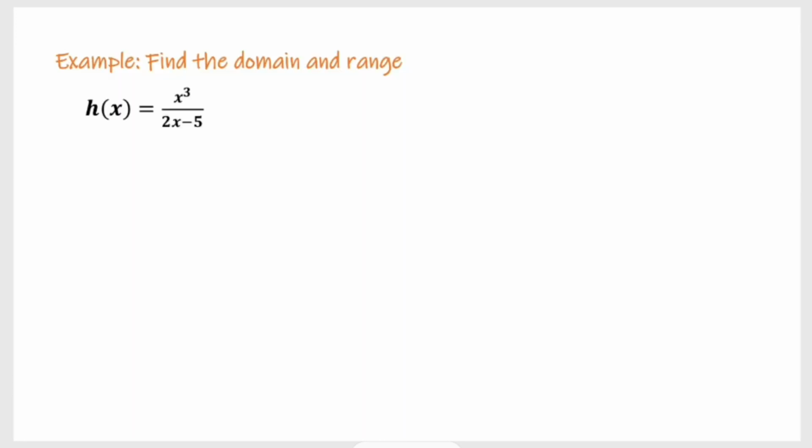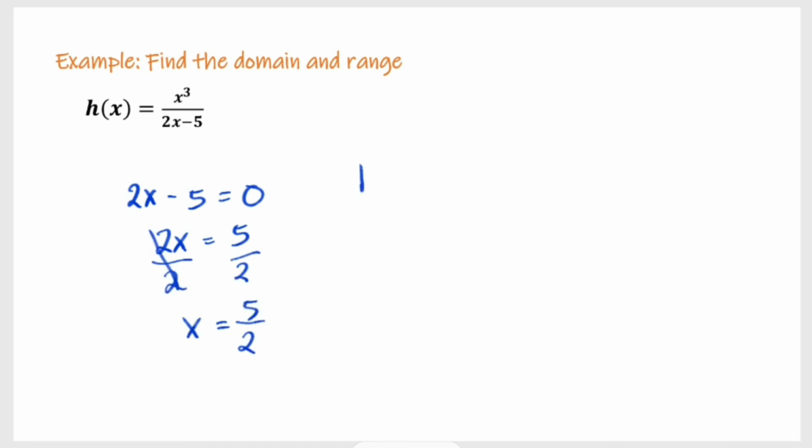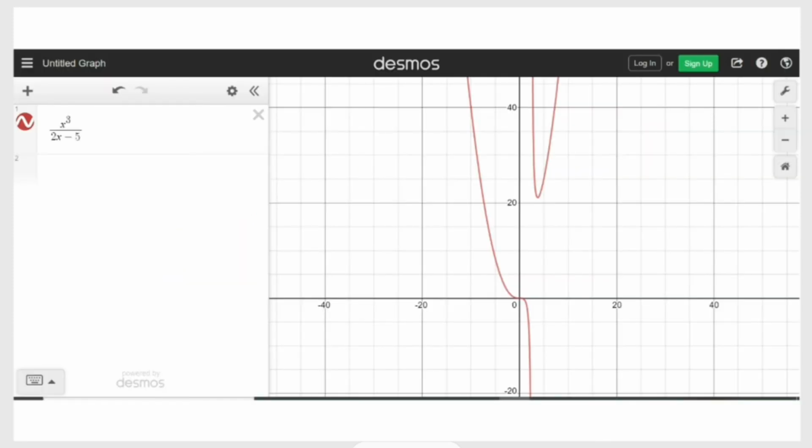Last example, h of x is equal to x cubed over 2x minus 5. Again, equate the denominator 2x minus 5 to 0. Solve for x. x is equal to 5 over 2. Then our domain would be all values of x such that x is not equal to 5 over 2. Checking the graph of this function, the range would be all real numbers.